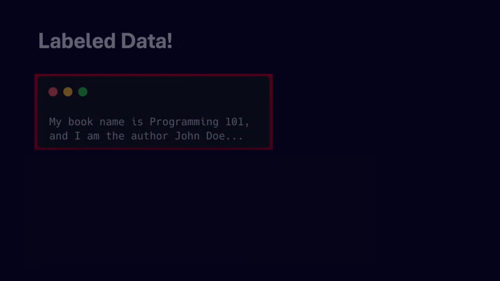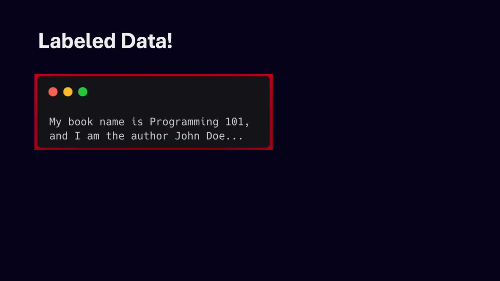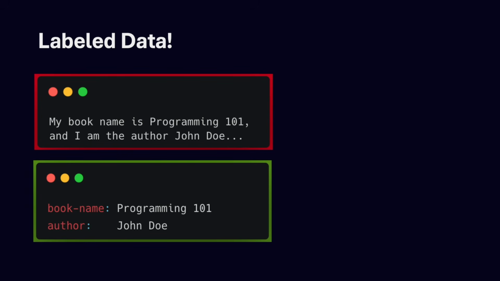The key insight here is labeled data. Instead of receiving a paragraph like this, where you have to read through everything to find basic information, you want something simpler. A label and a value. Like this. Label, value. That's the entire idea. You get exactly what you need, nothing more, nothing less. The data format is predictable.